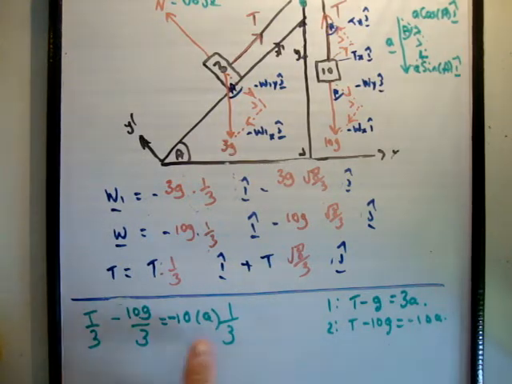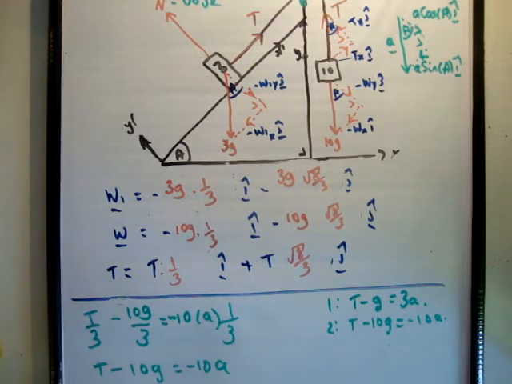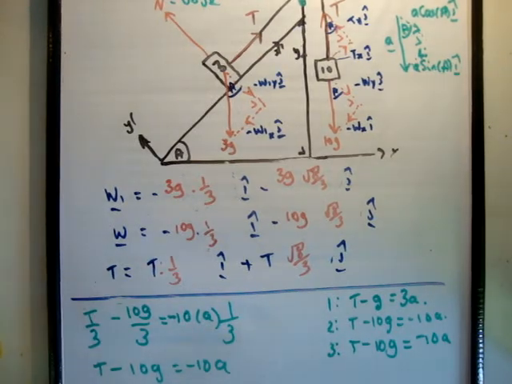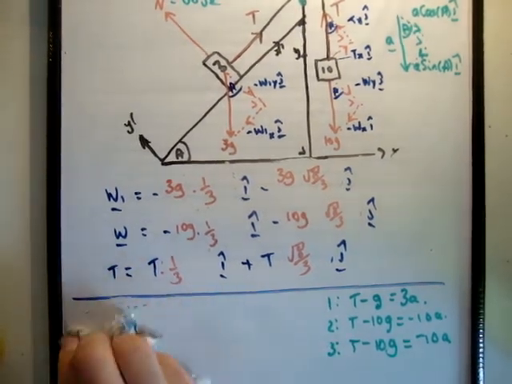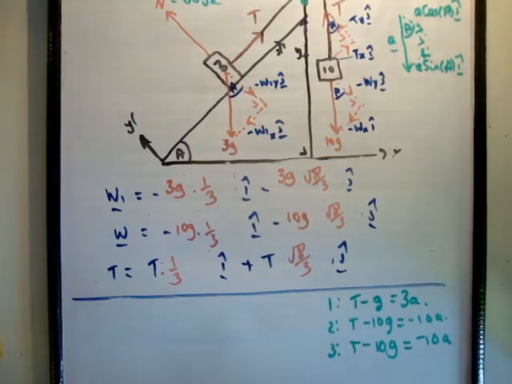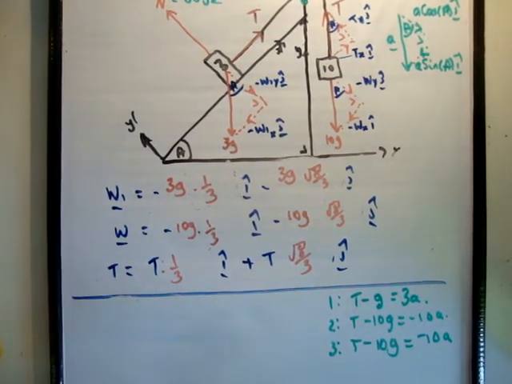So of course we can get rid of the 3's across the board. We get t minus 10g is equal to minus 10a. We get the exact same equation here: t minus 10g is equal to minus 10a. We've got the same equation twice, so that's a good thing. That shows we're doing the correct analysis. So let's just finish off this. I know it's getting a bit complicated, but we're doing well.